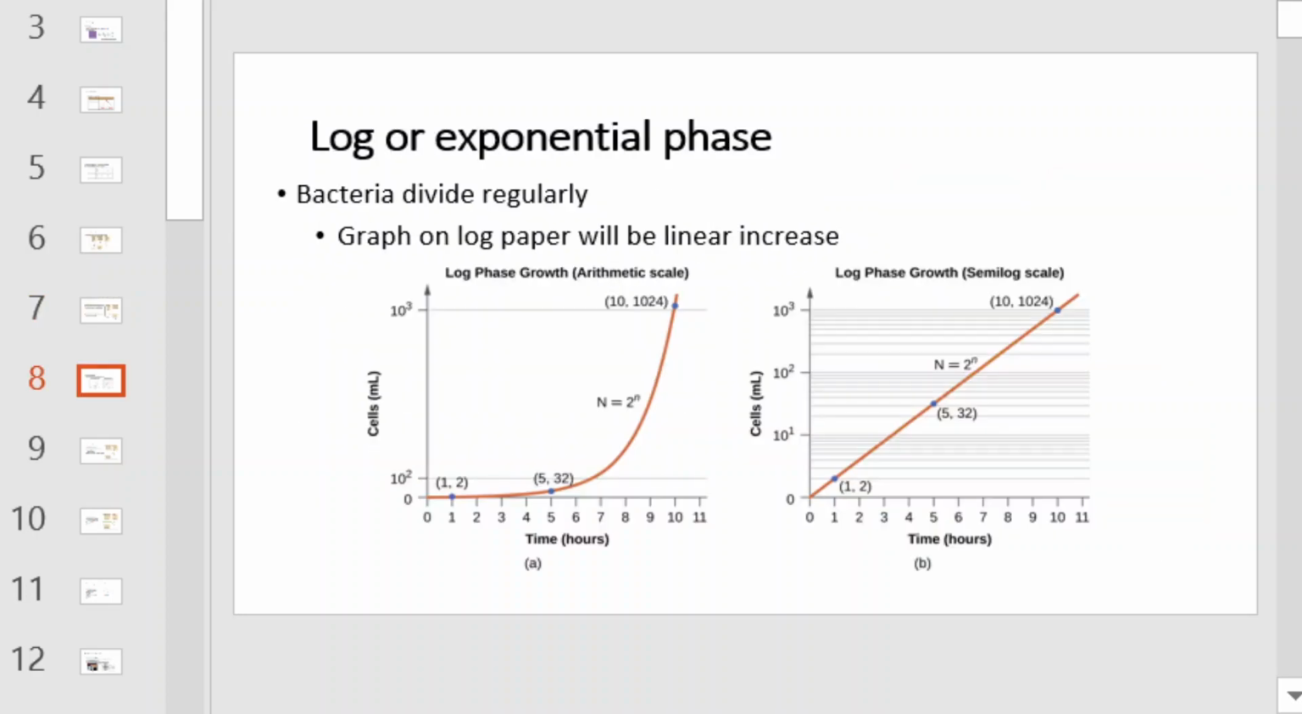The log or exponential phase. Here, the bacteria divide regularly. The idea behind log or exponential growth is that their rate of growth increases and the time it takes for that growth decreases.